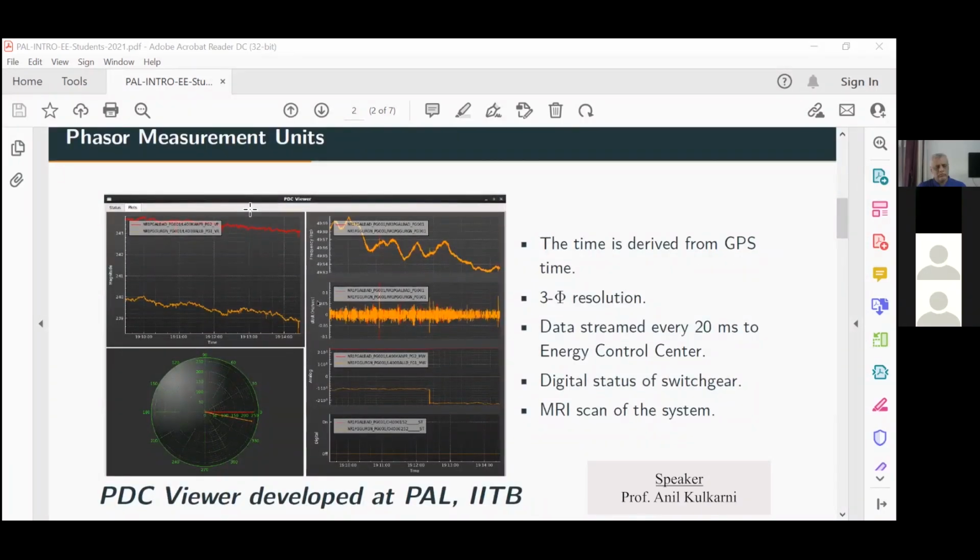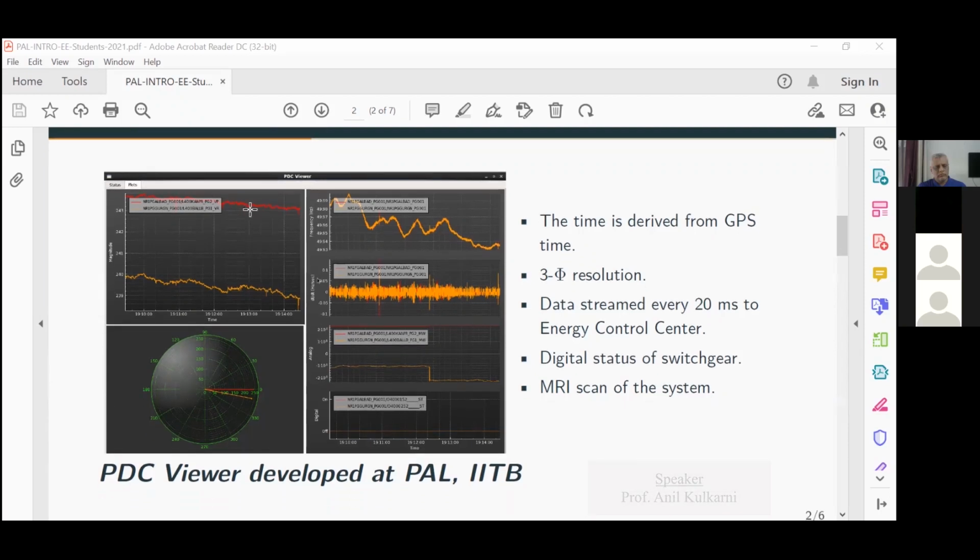One of the recent activities which we have been working on is the use of phasor measurement units, that is, units of measurement which are GPS synchronized, which are spread all throughout the Indian grid, quite literally from Kashmir to Kanyakumari. This large amount of data is streamed every 20 milliseconds to energy control centers in India. We are in fact working with organizations like Power Grid Corporation of India and JETCO to develop analytics based on this.